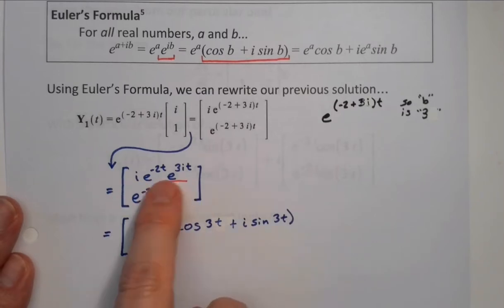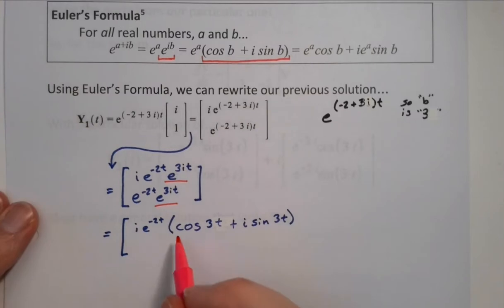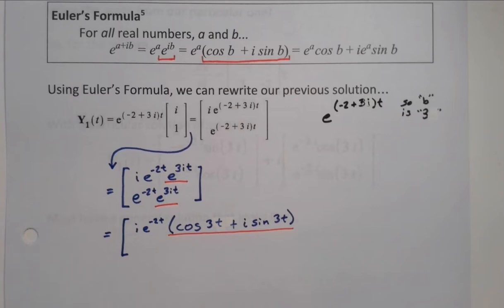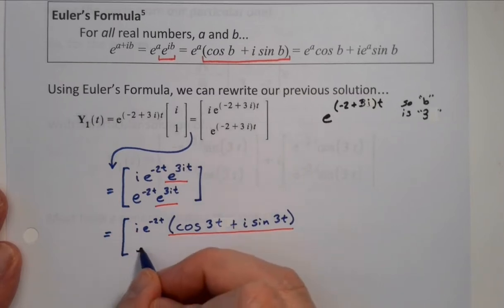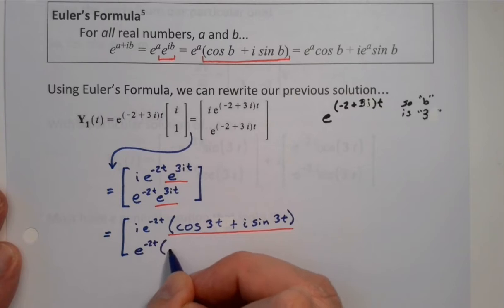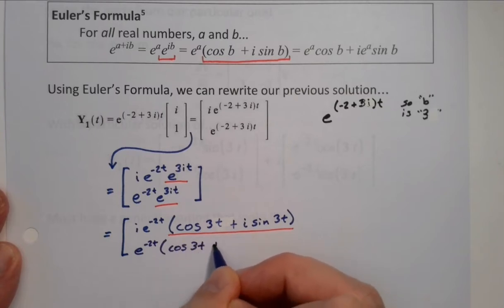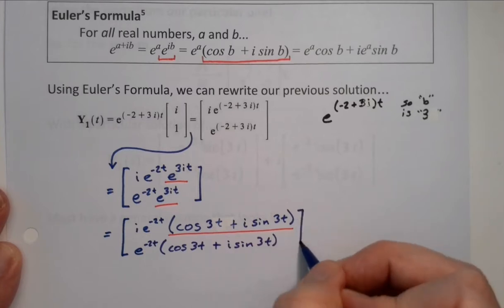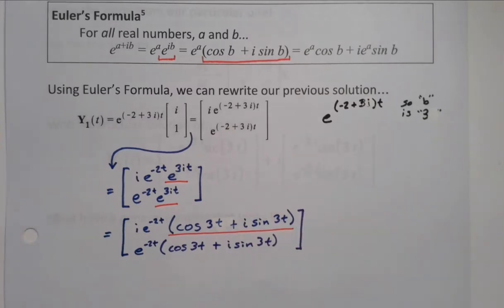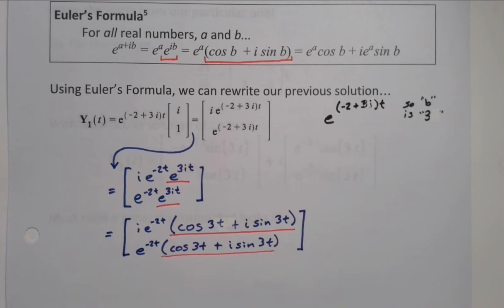And so that's my top row for this. And this whole thing right here, that's coming from Euler's formula up above. And the bottom row is going to look exactly the same. It just doesn't have an i sitting out in front of it. So it's going to be e to the minus 2t times cosine 3t plus i sine 3t. And again, that term is coming from Euler's formula.